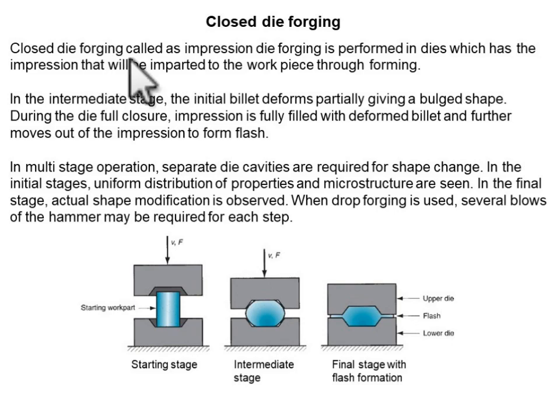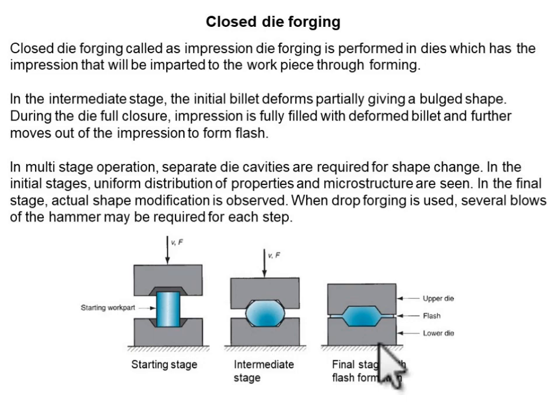That's why closed die forging, called impression die forging, is performed in dies which have the impression that will be imparted to the workpiece through forming. Now in the intermediate stage, the initial billet deforms partially, giving a bulge shape. And now when we compress this material, the excess material comes out from this direction, and this is called flash. And this is the upper die, this is the lower die.